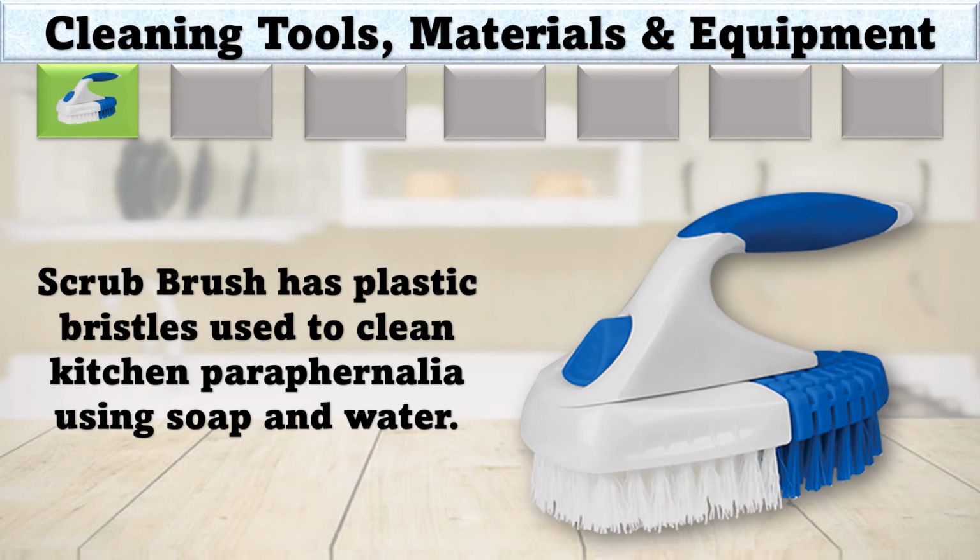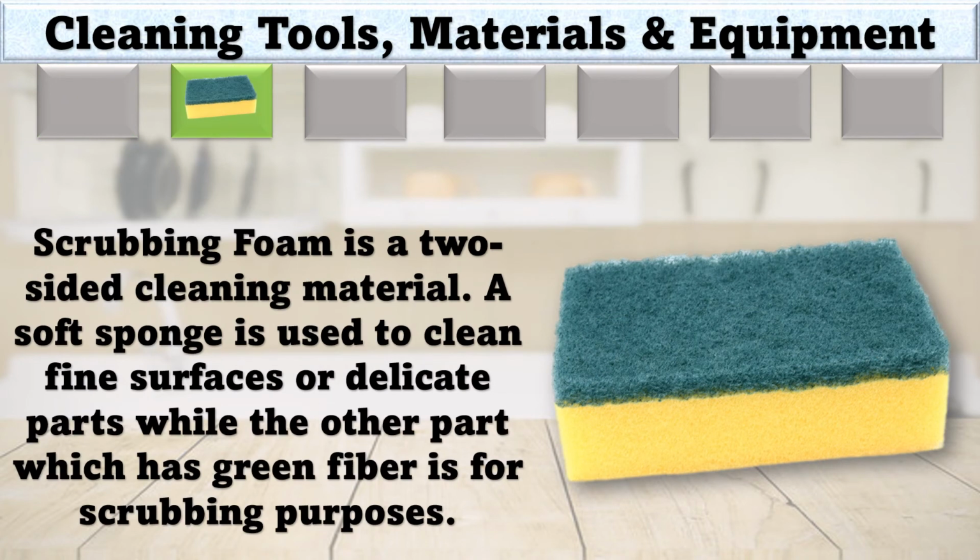Scrub brush is usually made with a long handle to protect the hands against grease oil. It has plastic bristles used to clean kitchen paraphernalia using soap and water. Sponge or scrubbing foam is a two-sided cleaning material. A soft sponge is used to clean fine surfaces or delicate parts, while the other part, which has green fiber, is for scrubbing purposes.